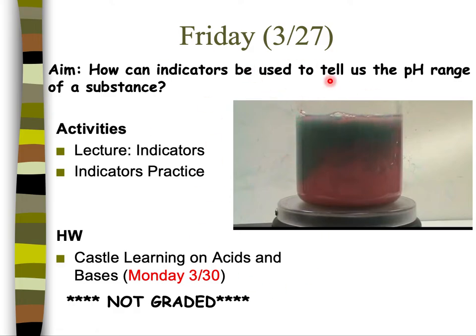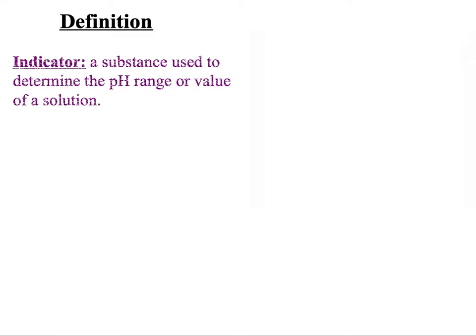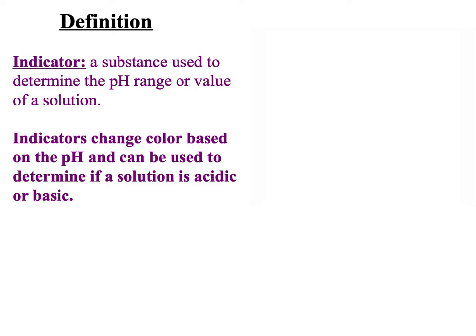So we know that what we used in this demo was a universal indicator. How can different indicators be used to tell us the pH range of a substance? First we have to define indicator. An indicator is a substance used to determine the pH range or value of a solution. Really, it just tells us you are below this pH, you are above this pH, or you're somewhere in between. And what's cool is that indicators are special compounds that change color based on the pH.